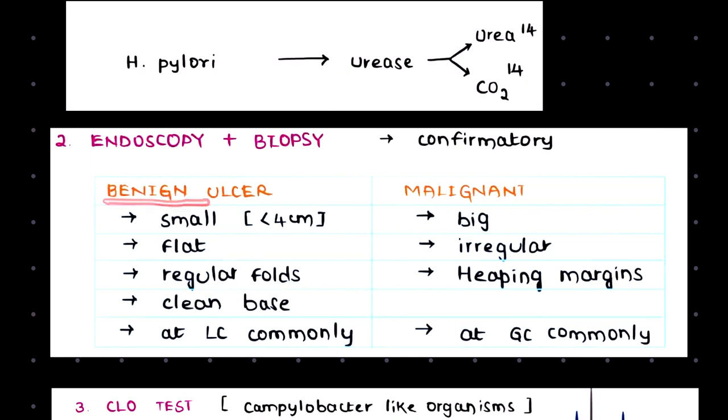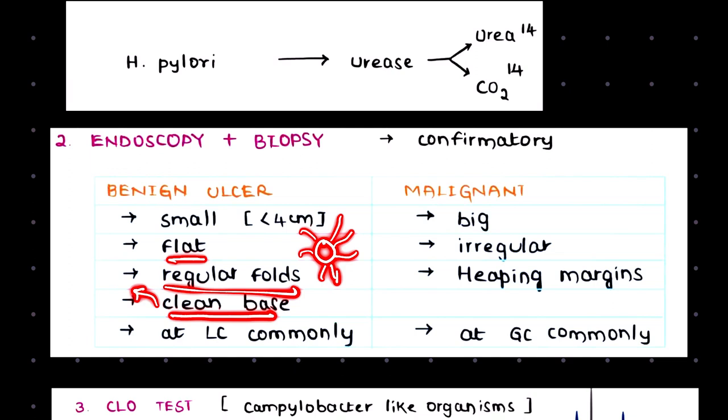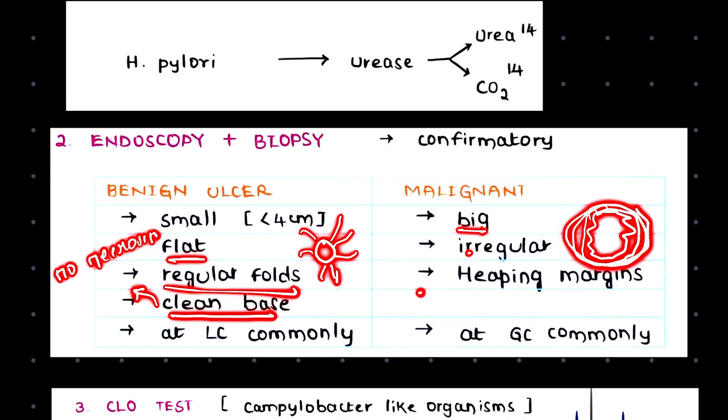Benign ulcers are small, less than 4 centimeters, flat with regular folds, and they have a clean base. Clean base means there is no necrosis or hemorrhage. But malignant ulcers are big, irregular, with prominent margins. Regarding location, the benign ulcer is mainly found in the lesser curvature area, while the malignant one is found mainly in the greater curvature area.